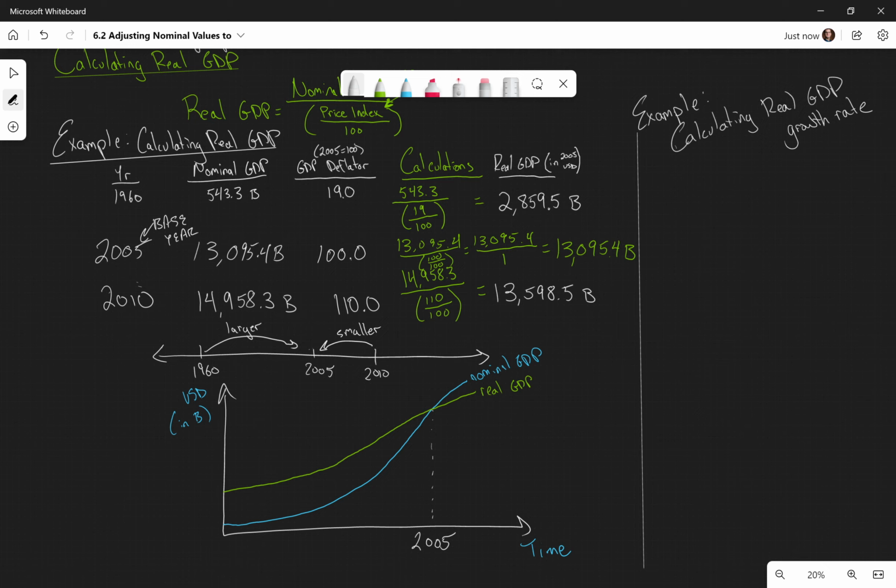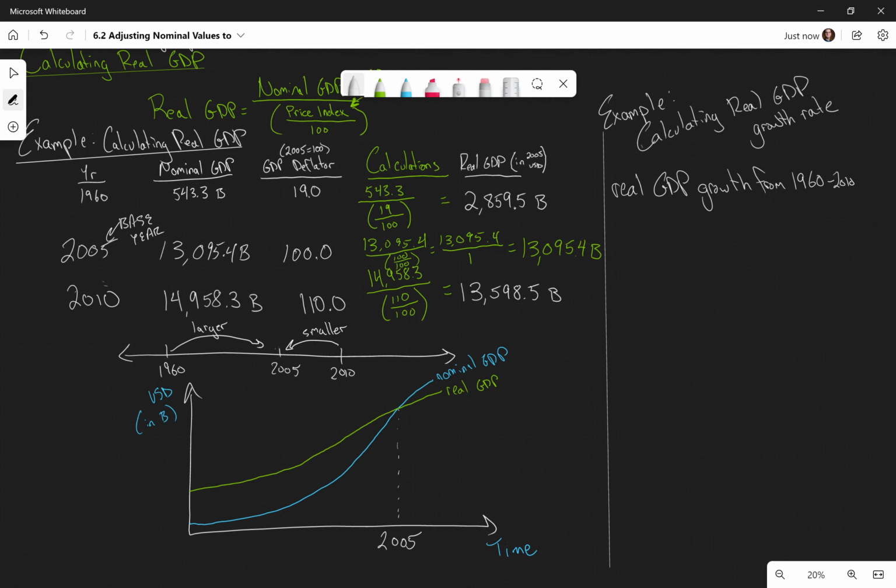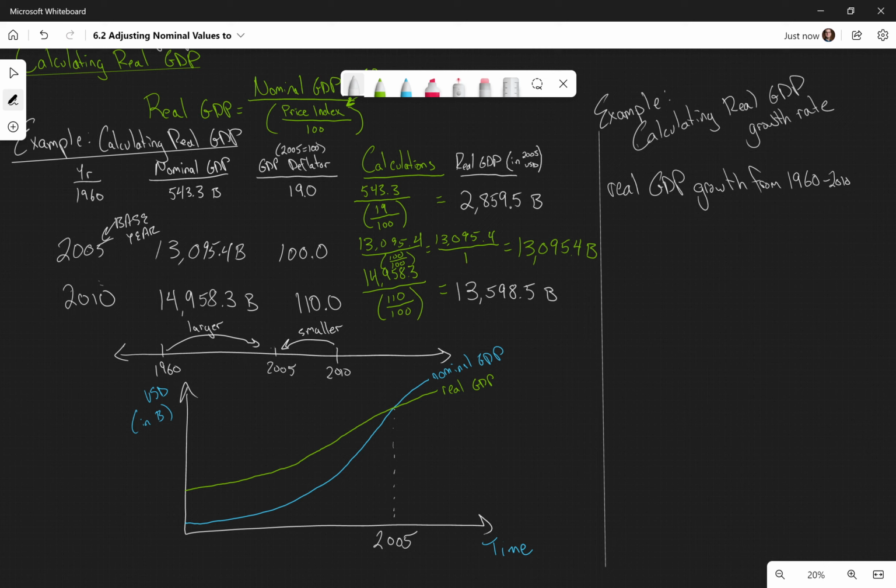So now that we've had our journey in terms of how to convert nominal to real GDP, now we're going to ask ourselves, well, what is the growth rate? How do we calculate the growth rate, right? So if we are asked, what is the real GDP growth rate from 1960 to 2010? Well, now we're actually going to be able to calculate that because we have the real numbers, right? We've got this real number here for the real GDP in 1960 and this for the real GDP in 2010.